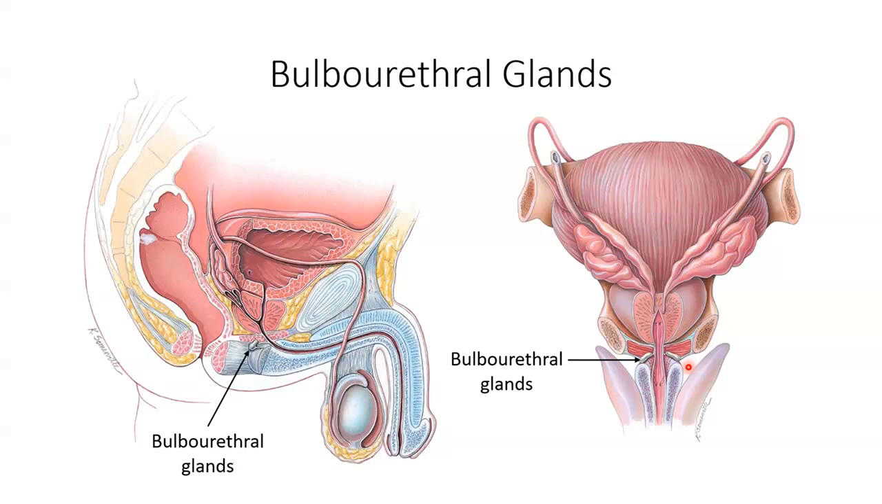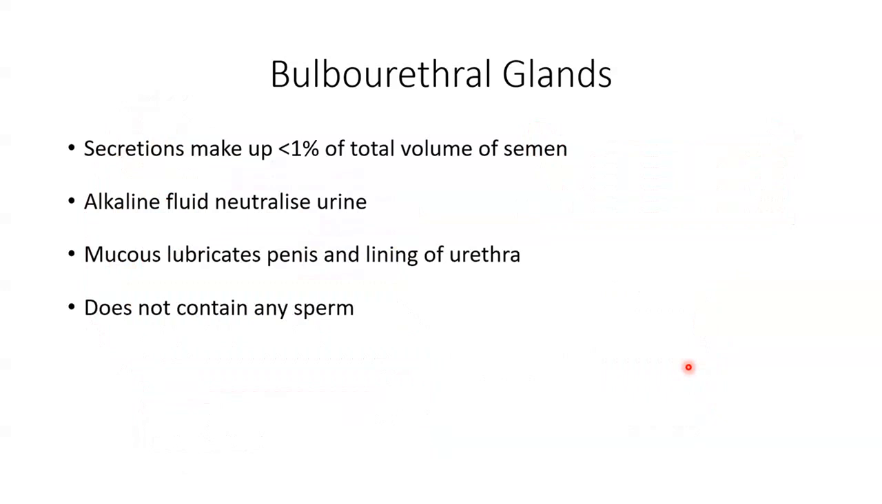And this fluid does not actually contain any sperm cells. It acts more as a clean out before the rest of the semen and the sperm move through the urethra. The fluid from the bulbourethral gland contributes less than 1% of the total volume of semen. So just a small amount, typically before the rest of the semen comes through.